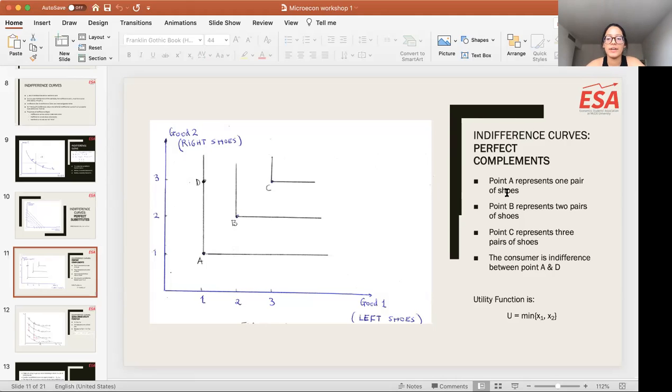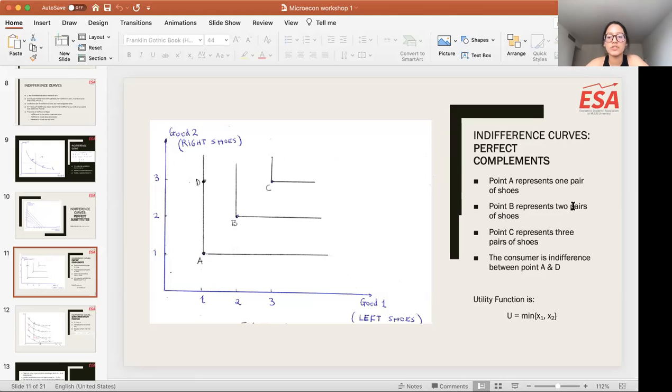So point A represents one pair of shoes. As you can see, it's one quantity of good one and one quantity of good two. That's the corner of the curve. These don't technically count as curves because they're almost straight lines, but that's how it always is for perfect complements.